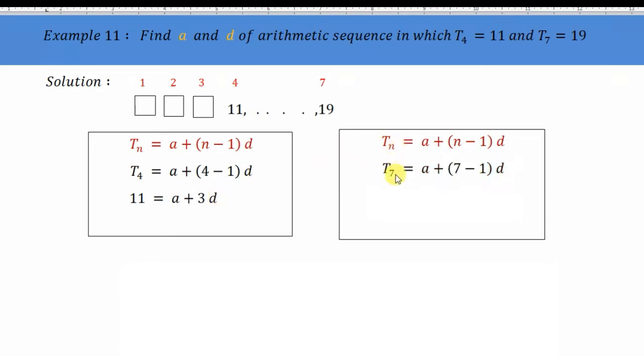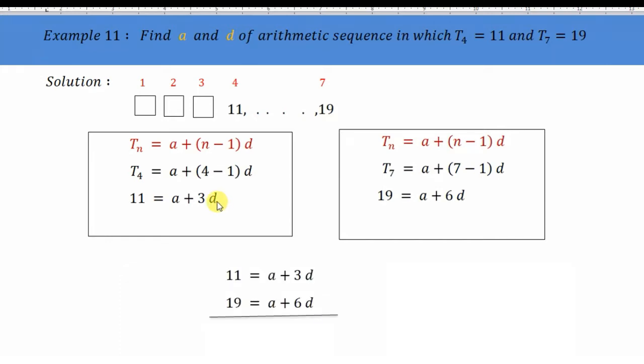And next, we'll do the same thing for the seventh term. That is T7 is equals to A plus n minus 1 times D, where n is 7. That is the seventh term. So T7 is 19. Seventh term of the sequence is 19. And 7 minus 1 is 6, 6D. So we get two equations here, and we can solve them simultaneously, isn't it?